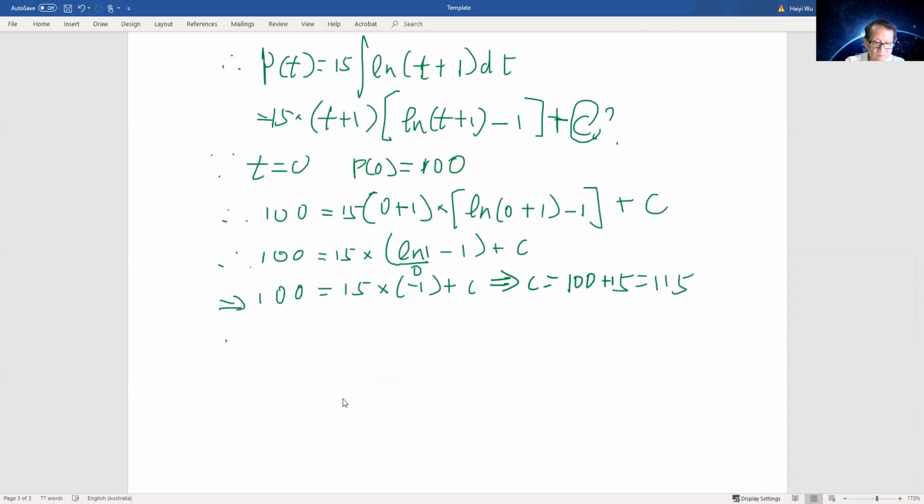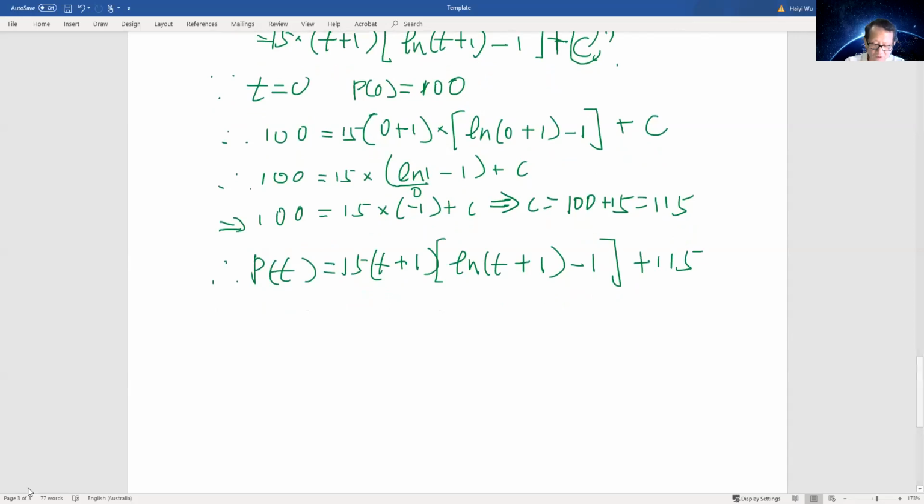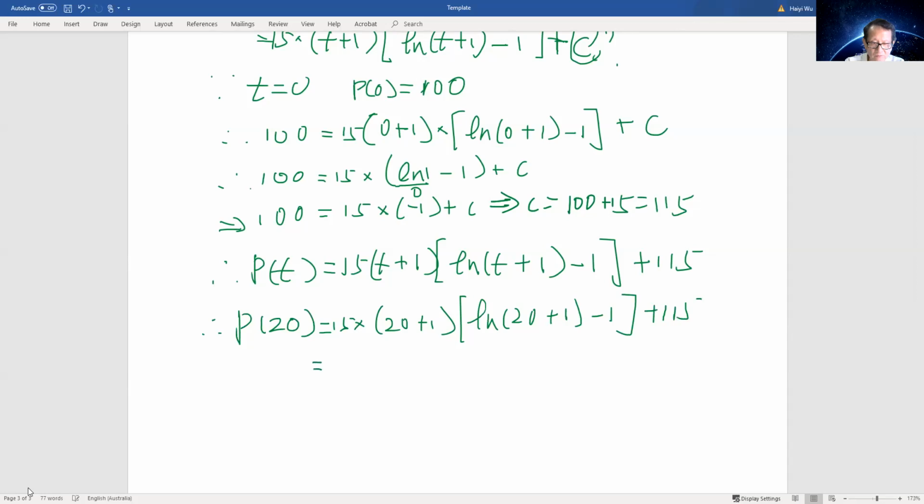So now we've established the relationship between the population of the pigeons and time. It would be 15 (t plus 1) times (log (t plus 1) minus 1) plus 115. Now we'll be able to find out the population 20 years later. So 20 years later, we substitute time equal to 20. So the answer will be 15 times 21 times the bracket log 21 minus 1, plus 115.